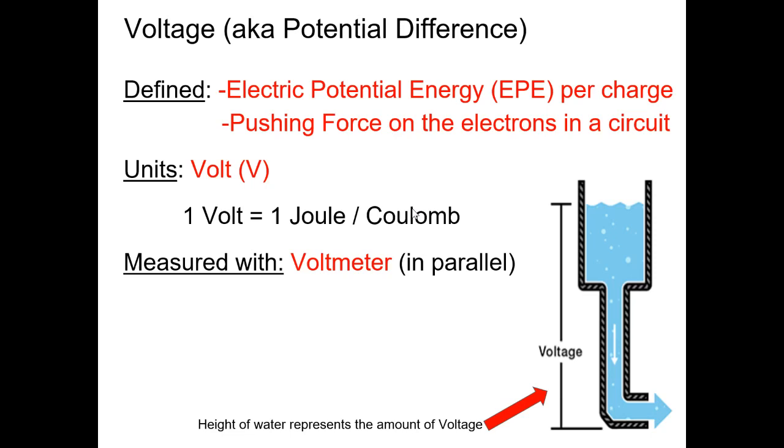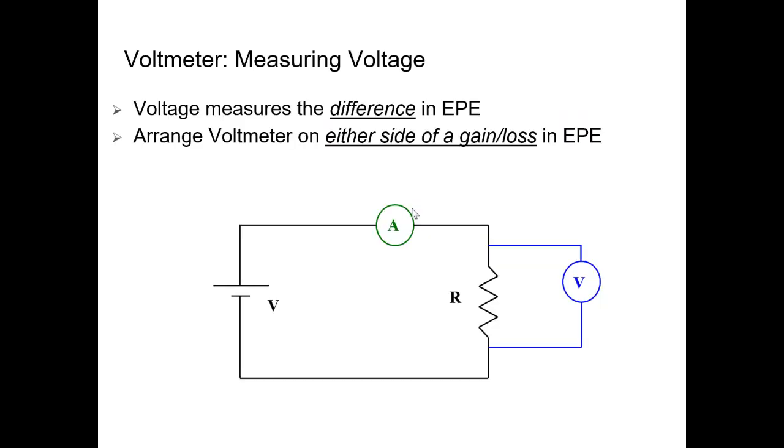Okay, so how we set up our voltmeter. Voltage, again, is going to measure the difference in electric potential energy. So we need to arrange our voltmeter on either side of a gain or a loss in electric potential energy. A gain in electric potential energy, when you hear me talk about a voltage gain, we're talking about electrons going through a battery. If you hear me talking about a voltage loss, we're talking about electrons going through a resistor or an electric load.